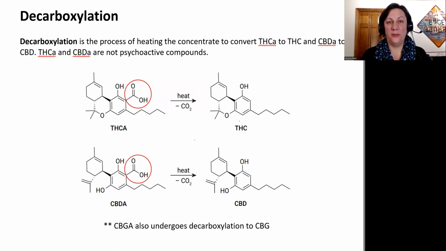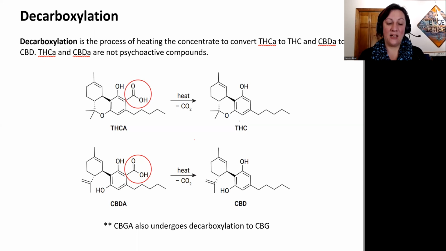This video will focus on decarboxylation. Decarboxylation is a process of heating either plant or cannabis extract to low temperatures to convert the carboxylic acid structure of cannabinoids into one that doesn't have the carboxylic acid. So that's converting THCa into THC or CBDa into CBD.